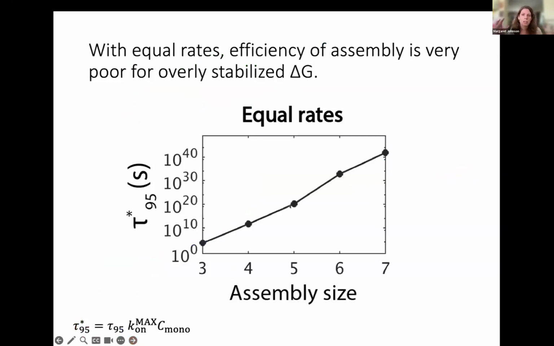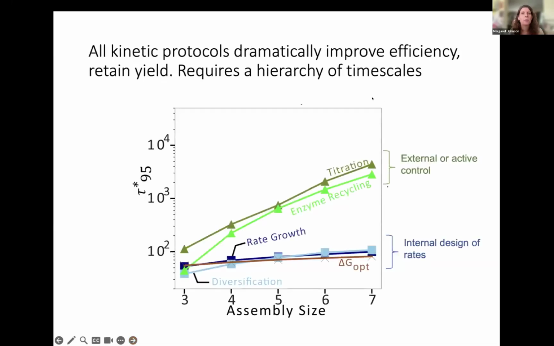And so does this work? So to start out with, this is the bad way. This is where all the rates are the same. We're kinetically trapped. You can see that these time scales are extraordinarily slow, longer than the age of the universe. And so what happens when we apply our protocols?